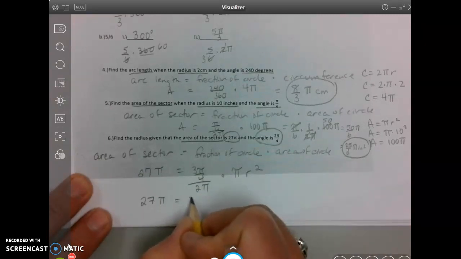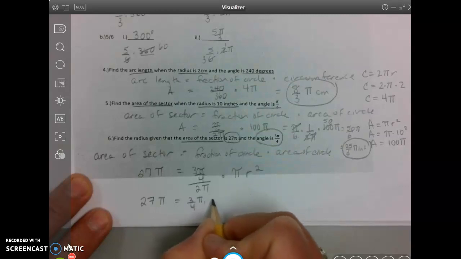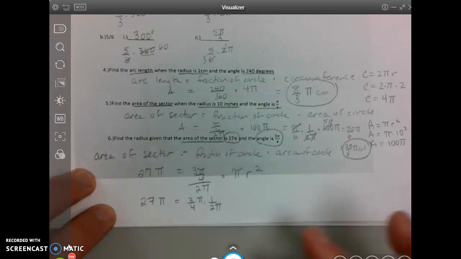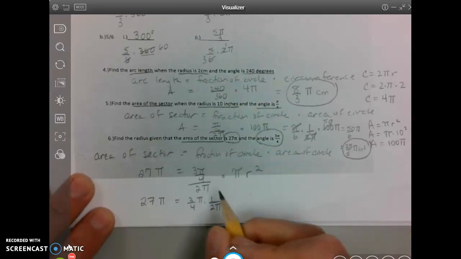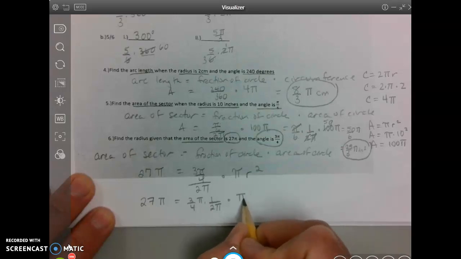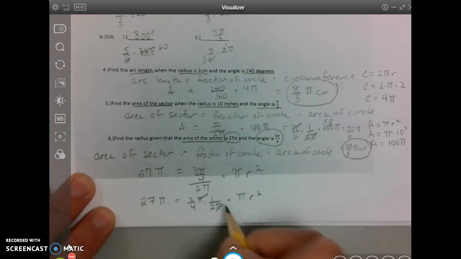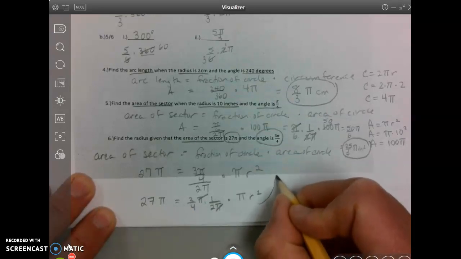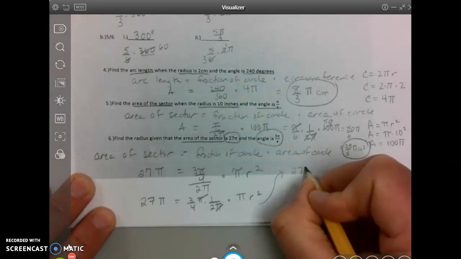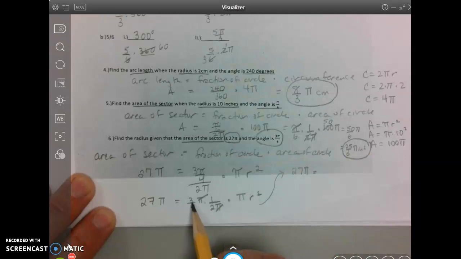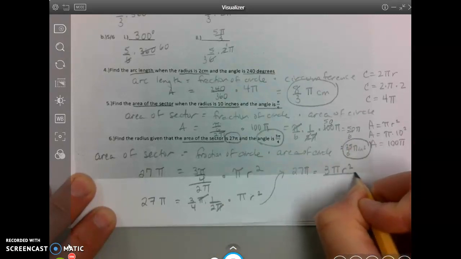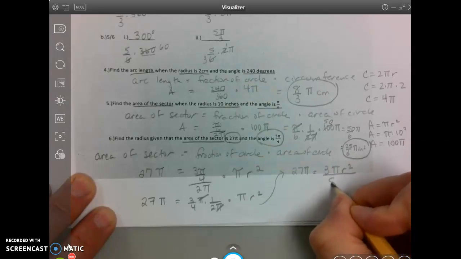27 pi equals 3/4 pi times 1 over 2 pi, because dividing by 2 pi is multiplying by the reciprocal 1 over 2 pi, times pi r squared. Here my pi's cancel, and let's see what I'm left with. I get 27 pi on the left still equals, and on the right, on the top, I get 3 pi r squared, and on the bottom I get 8.